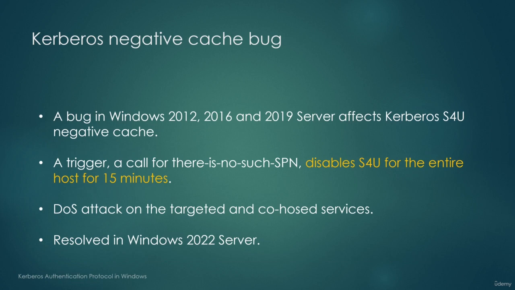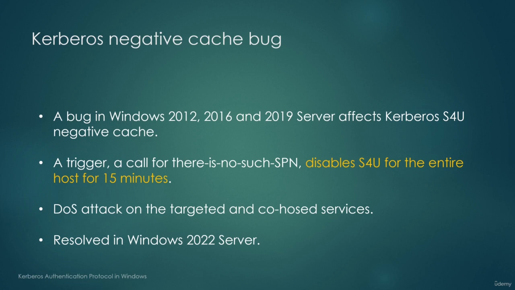In Q1 2020, Microsoft confirmed there was a bug in Windows 2012, 2016 and 2019 servers that affected Kerberos service for user negative cache behavior. Basically, a call for a non-existent SPN acted as a trigger of the bug and disabled the S4U proxy service for the entire host for the following 15 minutes. It was effectively a denial of service attack on the targeted service, but also on all the co-hosted services on the shared IIS.